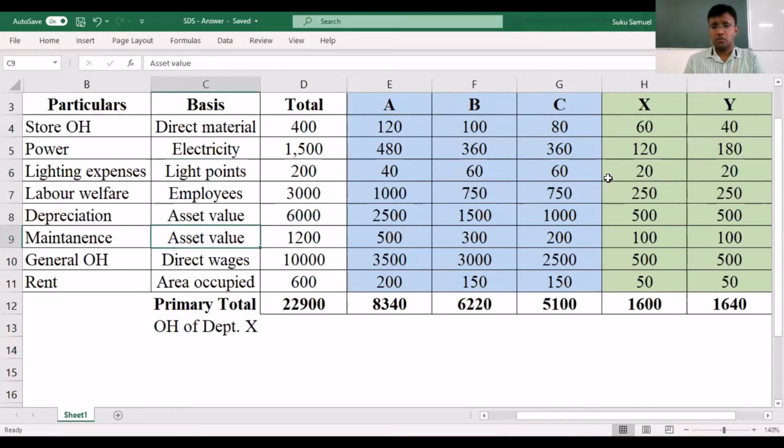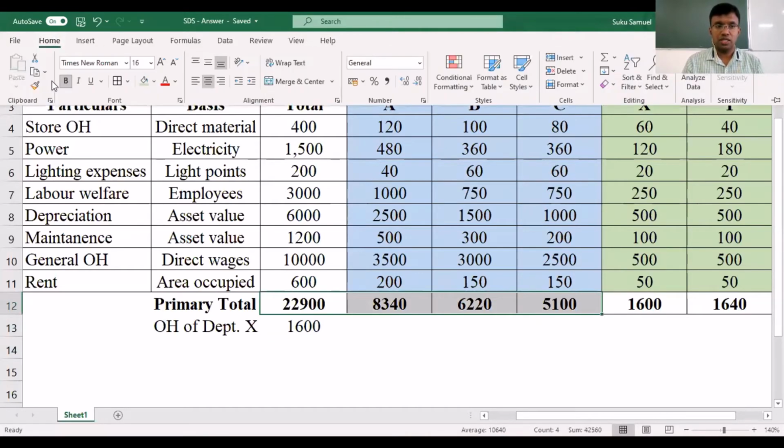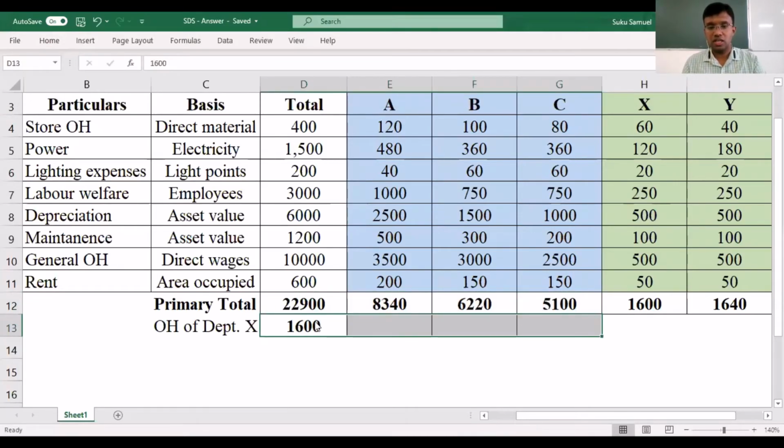Okay, so while they figure that out, let's quickly work on this. Department X's overhead is 1,600, and it has to be redistributed between A, B, and C. In what proportion are you redistributing it? You're redistributing it in the ratio of 4 is to 3 is to 3.